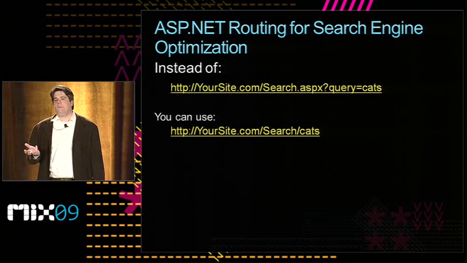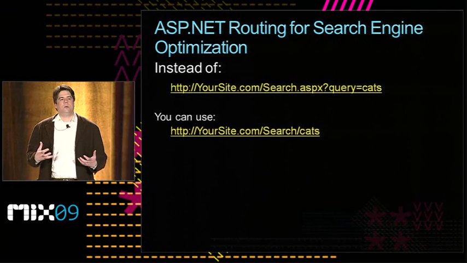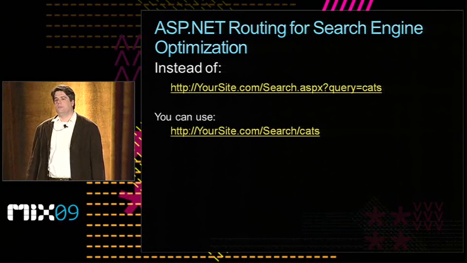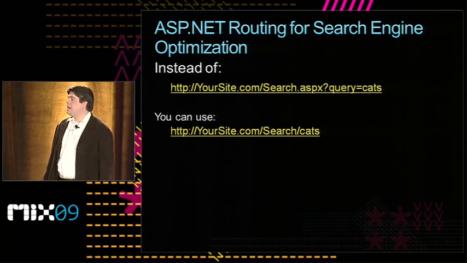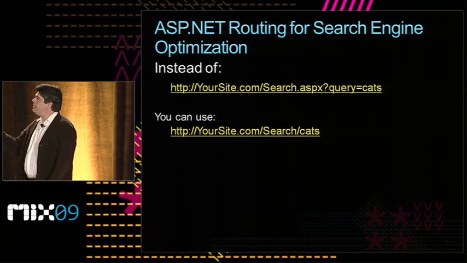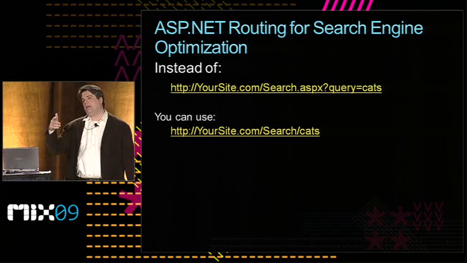So the routing infrastructure was originally developed for MVC, but we ported it over so that you can also use it within the context of web forms. So you can have more intuitive URLs when you're creating web form pages, and that gives you all the same benefits.